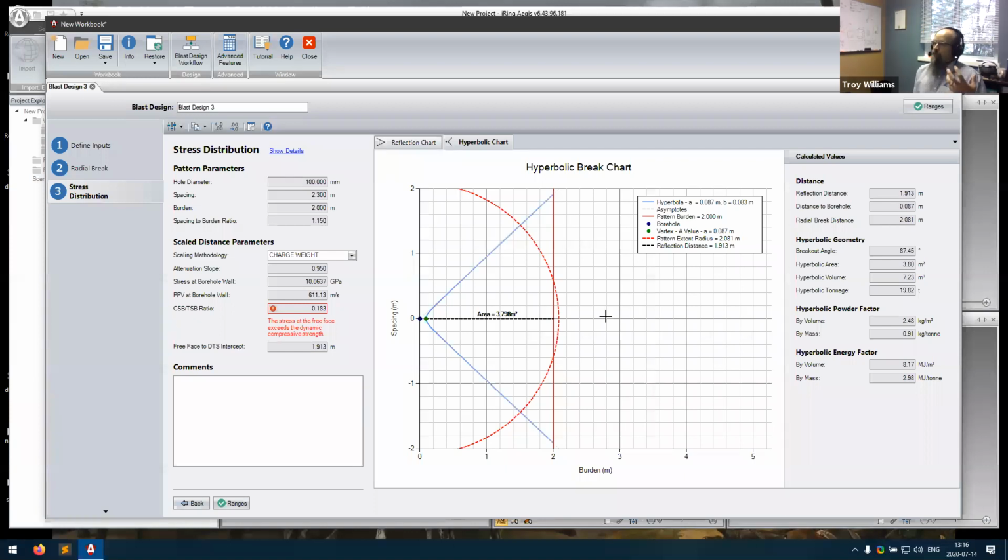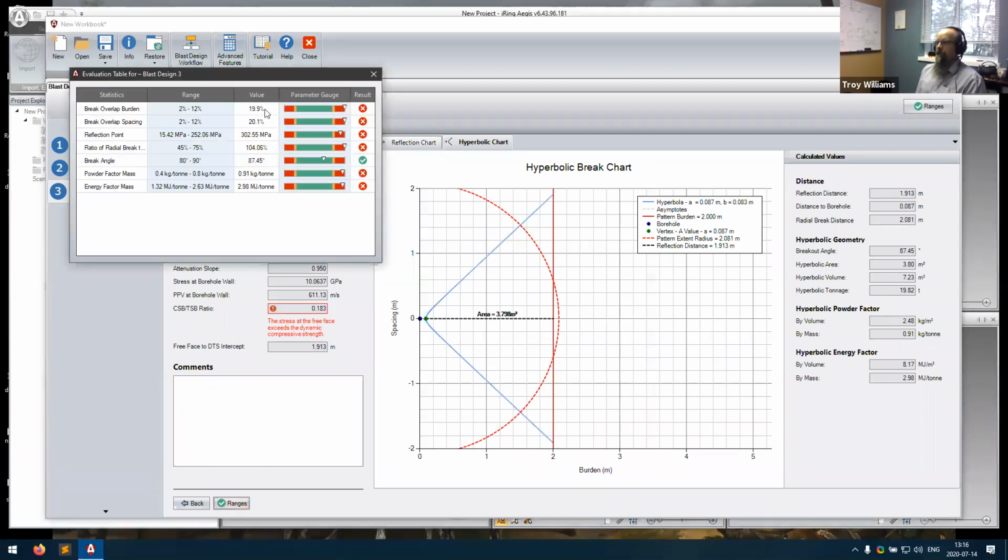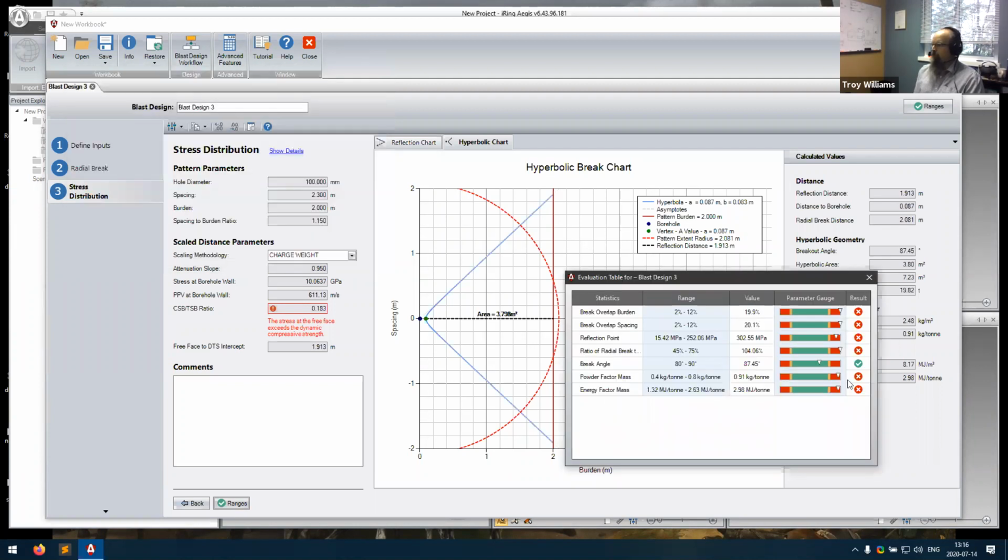So all of these point to reasons why this blast wasn't as successful as it should be. There's too much energy in the volume that they were trying to blast. Another way to look at this is our little table here. It's sort of a gamification style table. And the idea is to get green check marks in all of these rules.